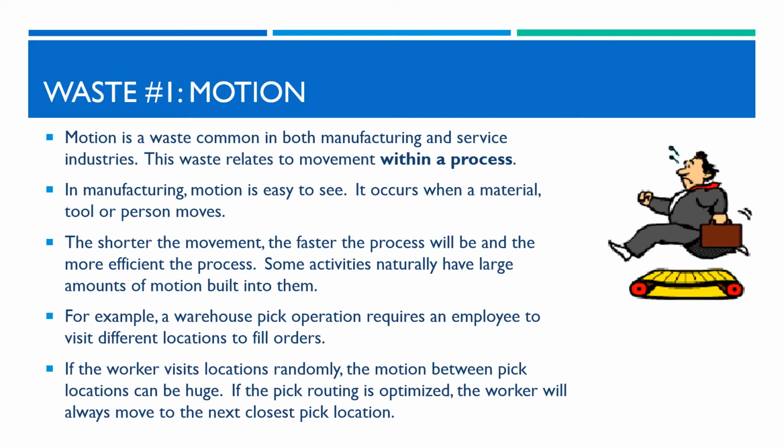Some activities naturally have large amounts of motion built into them. For example, a warehouse pick operation requires an employee to visit different locations to fill orders. If the worker visits locations randomly, the motion between pick locations can be huge. If the pick routing is optimized, the worker will always move to the next closest pick location.